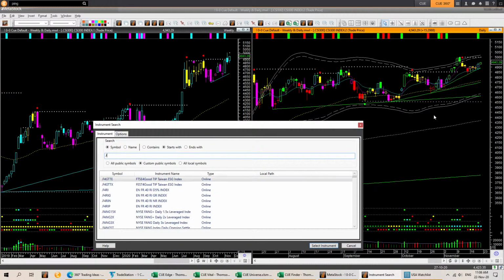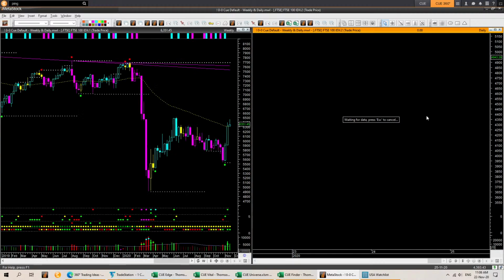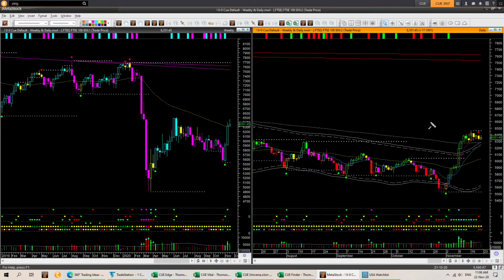UK market, FTSE index. Here also the weekly candles for this week and the previous week have upper tails, similar to the Japanese market. Bullish, however with upper tails, and daily is overbought above the upper boundary. Bullish, but we are not going to take any new long trade in FTSE right now.